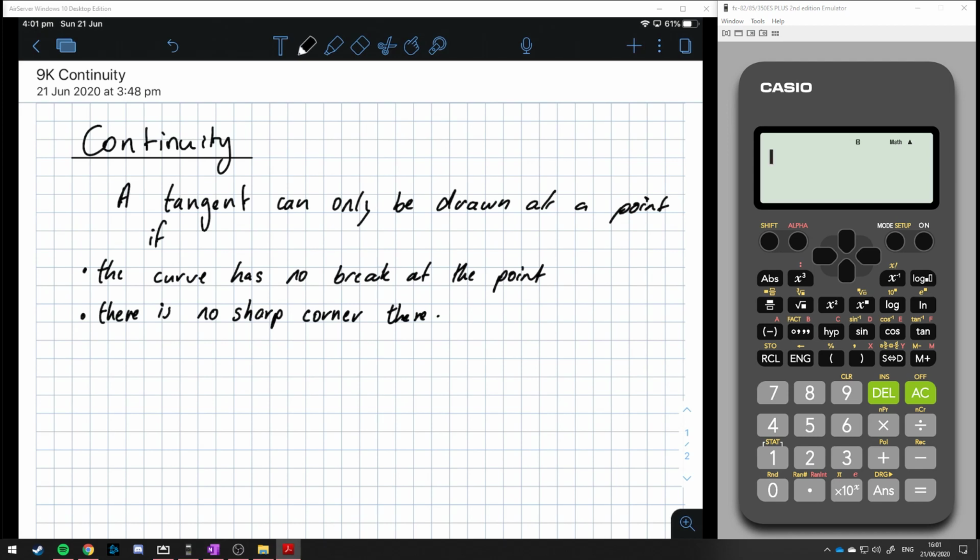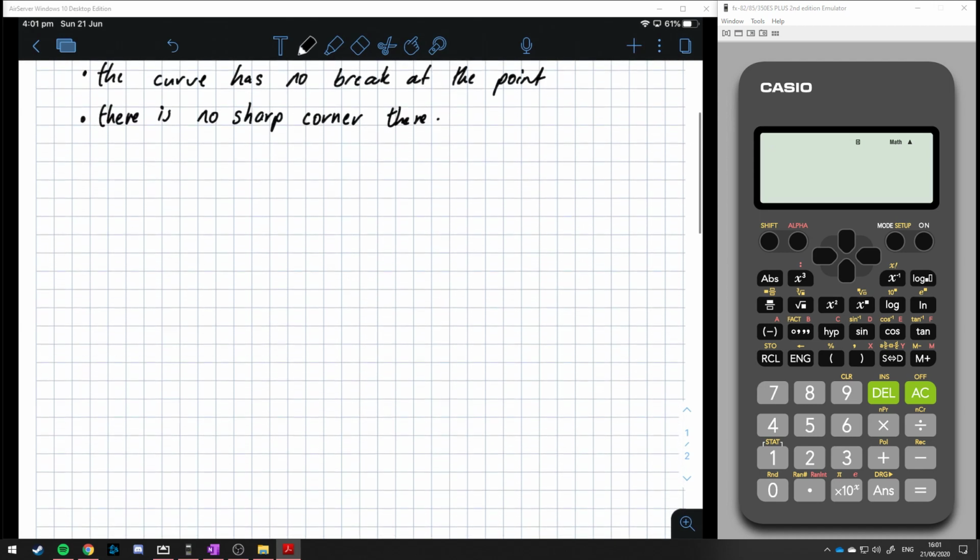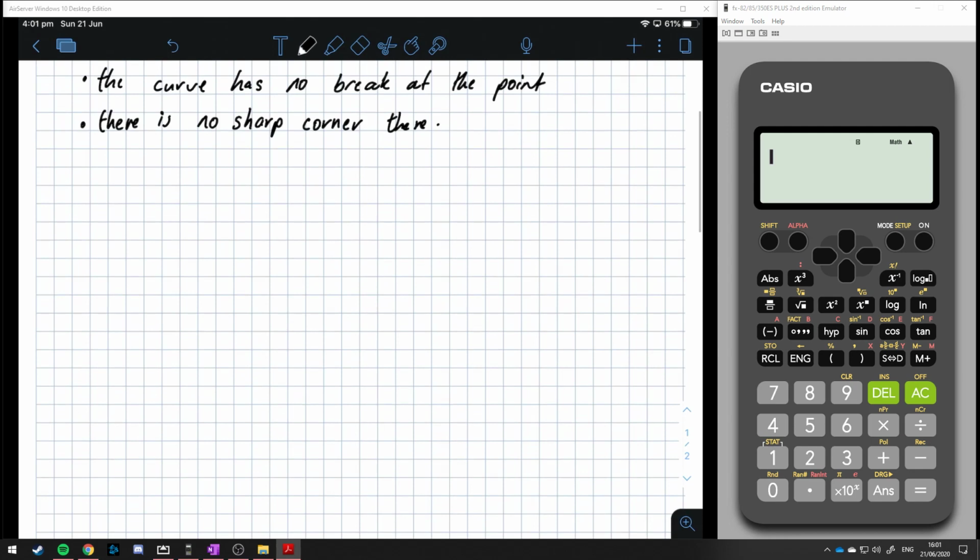Okay, so continuity at a point means there is no break in the curve at that point. So if we have a break in a curve, then the function's not continuous there. This is an informal definition, but it will be enough for what we need to use it for. So let's have a look at two different types of functions, and we'll draw them up really quick.